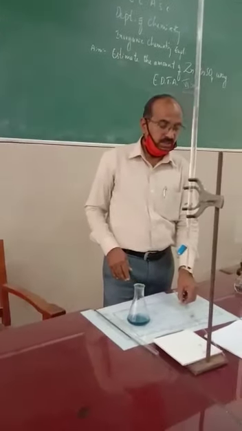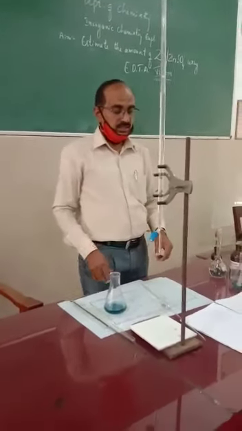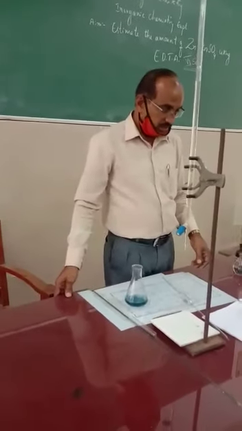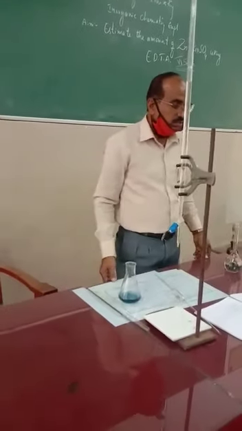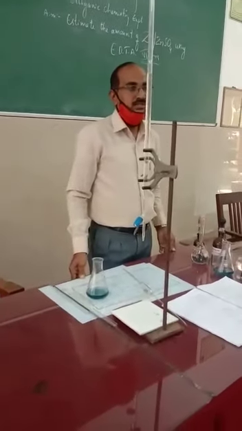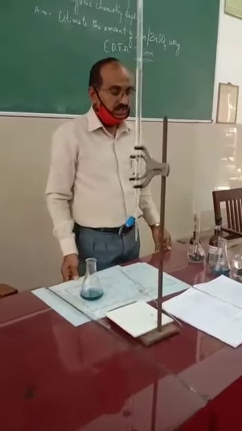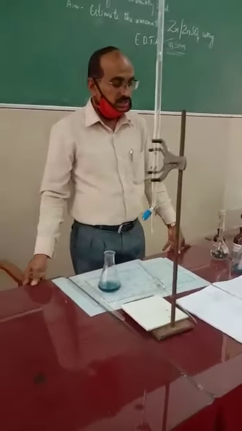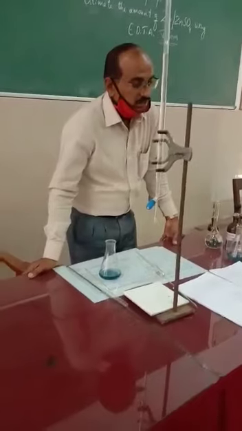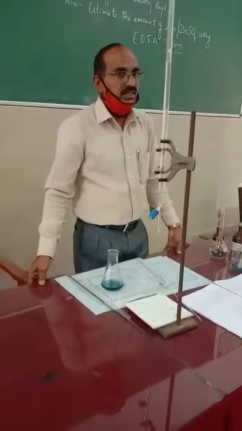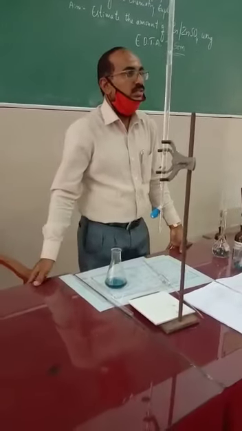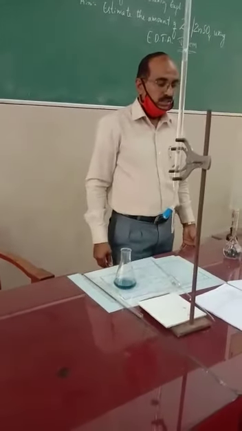In the calculation part, the first part is the preparation of the standard solution and calculating the values, that is, the molarity of the zinc sulfate solution. The formula is: molarity of zinc sulfate is equal to the weight of the zinc sulfate taken divided by the molecular weight of zinc sulfate, into 4. That is equal to the molarity of the solution.